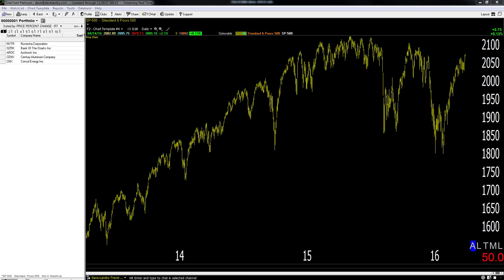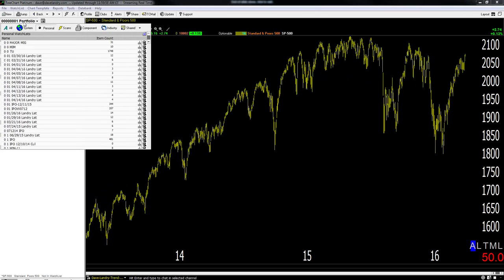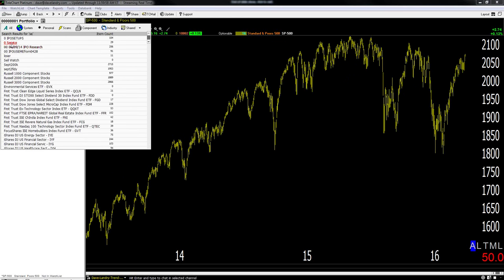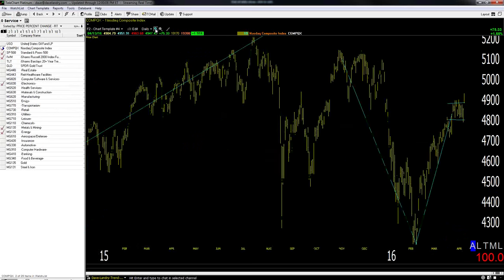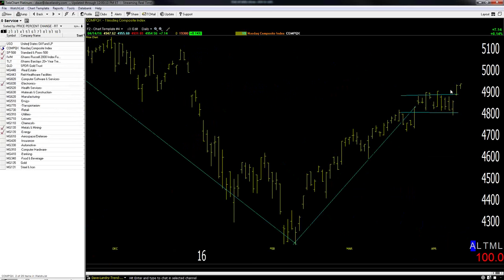All right. Let's just take a look at a couple of indices in here. The Russell and the NASDAQ, and then we'll hop into the individual stocks. Keep the stock picks coming. We'll have plenty of time today.